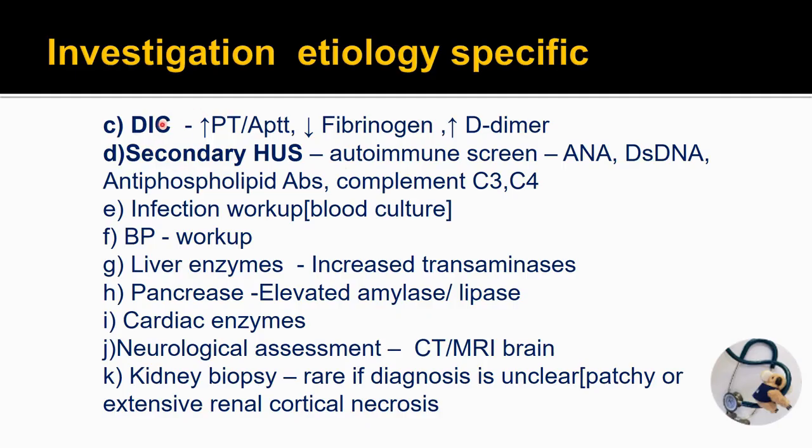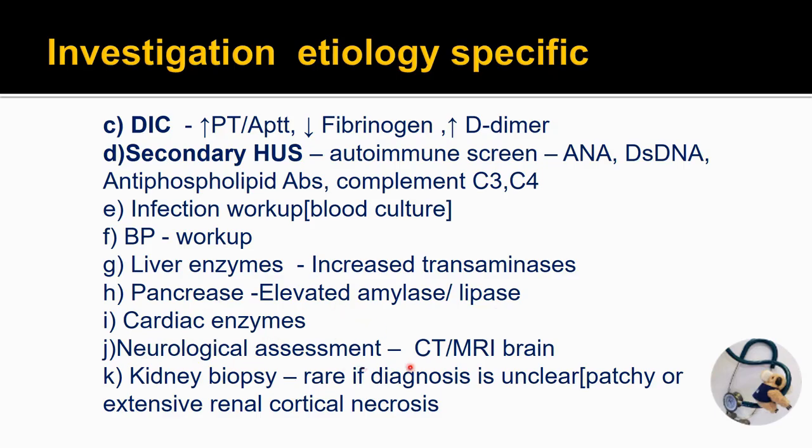So you send tests for DIC also, where there is a prolongation of PT and APTT, decreased fibrinogen and increased D dimer. And if you suspect a secondary cause, then you need to do an autoimmune screen: ANA, dsDNA, antiphospholipid antibodies, complement C3, C4. And if infection is there, then you do an infection workup, especially the cultures. Blood pressure workup should be done. Liver enzymes may be increased, so you might expect increased transaminases. If there is pancreas involvement, then elevated amylase and lipase, and then cardiac enzymes for cardiac involvement.